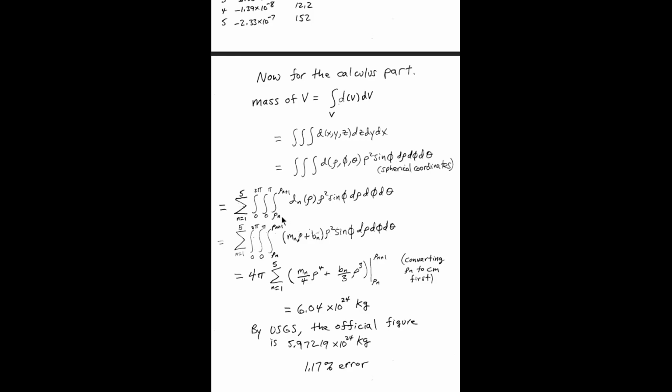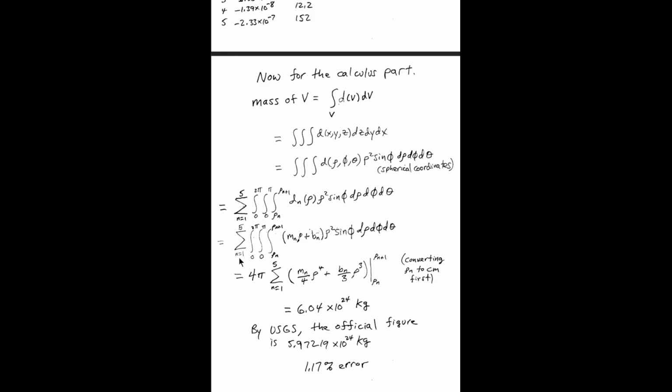So the first one will be rho sub 1 to rho sub 2. That'll determine the mass of the inner core and so on. And our d sub n of rho is our density function. And again, our rho squared sine phi is our Jacobian. Okay, well, let's put in that data so far.